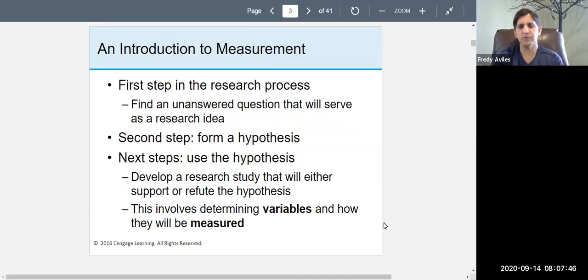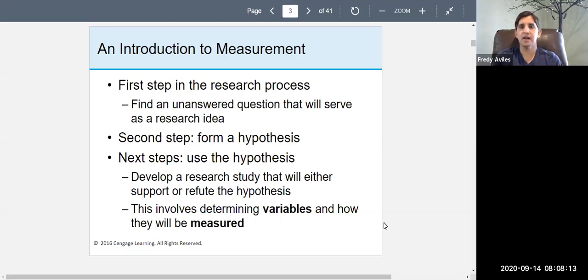Just to remind you about a few things that we talked about already, because this is all connected. The first step in the research process is to find an unanswered question that will serve as your research idea. Remember, all of you have to do a research project. So you must think of something that you want to study, something you want to look into, and you're not just going to read about it. You're going to actually design your own survey, do your own research, and report it in an APA-style paper.